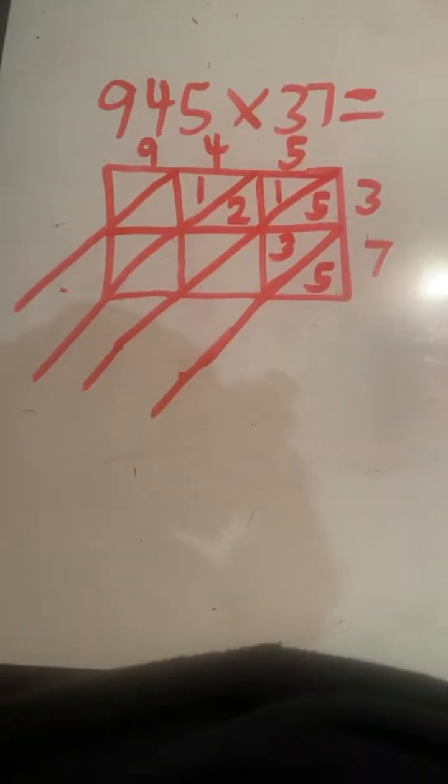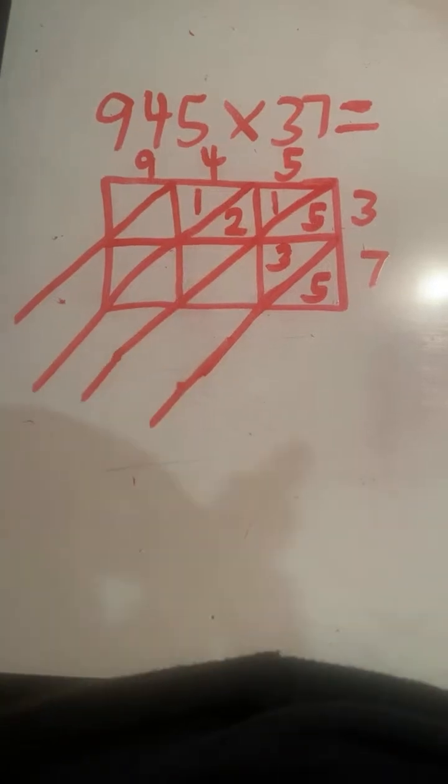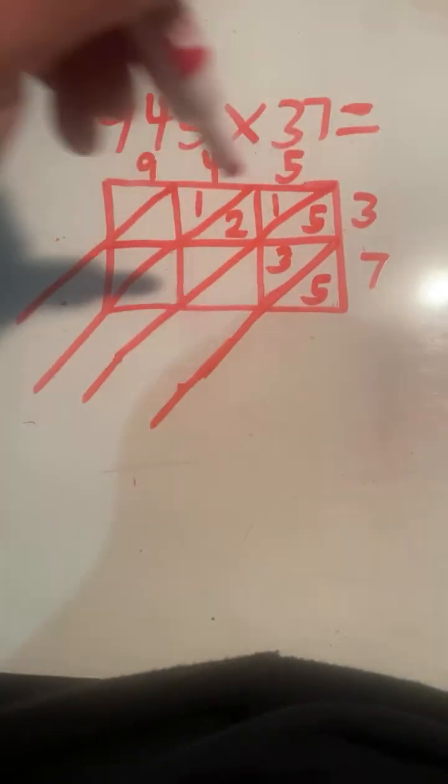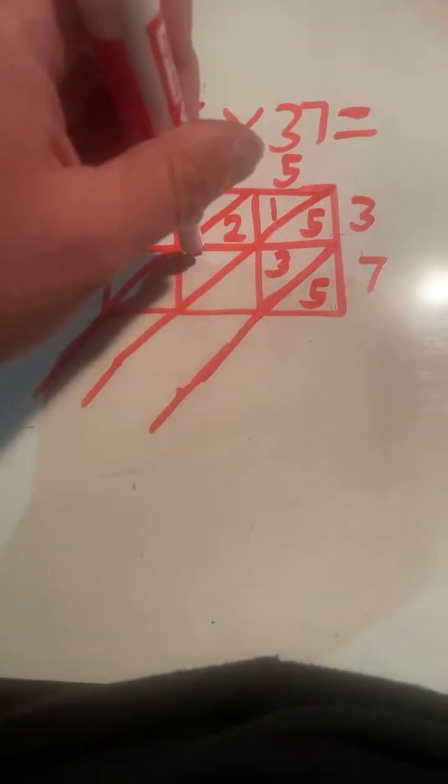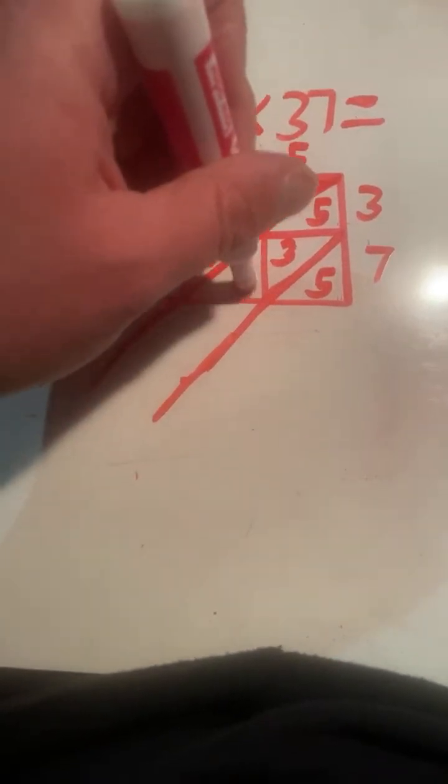Next we multiply 4 times 7. The answer to 4 times 7 goes in this square here. And again, a separate digit goes in each triangle. So 4 times 7 equals 28. 2 in the top triangle, 8 in the bottom triangle.